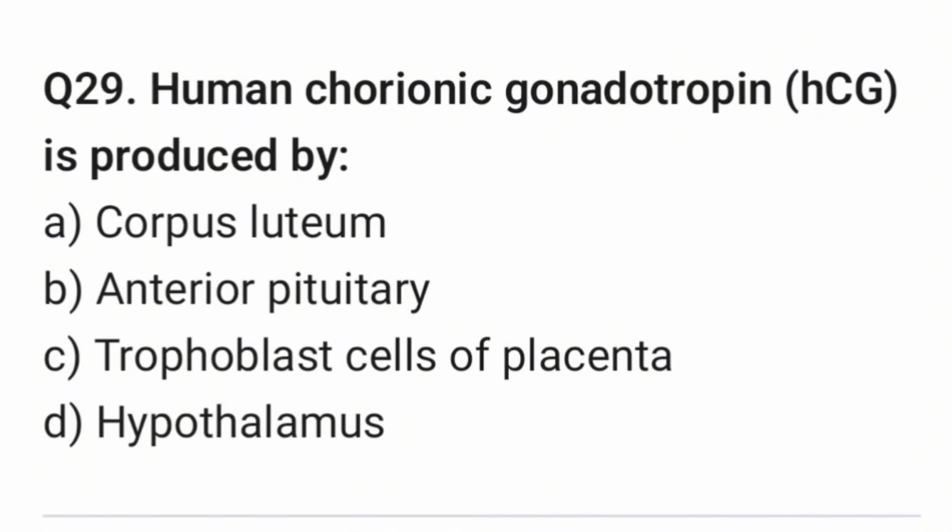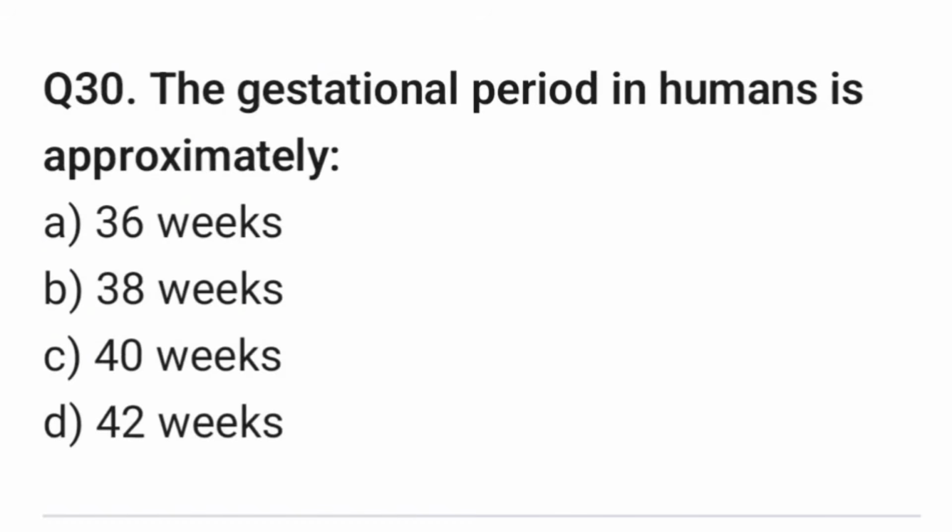Question 29. Human chorionic gonadotropin is produced by. Right answer is option C, trophoblast cells of placenta. Question 30. The gestational period in humans is approximately. Right answer is option C, 40 weeks.